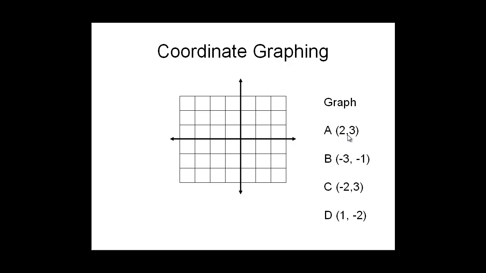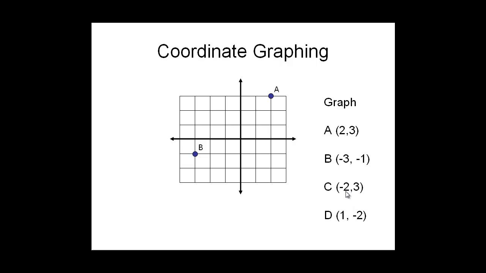If you start with the point (2, 3), the first number is right and left. The second number is up and down. So we go right 2, up 3. So A is going to be up here in the first quadrant. B is left 3, down 1. C is left 2, up 3.